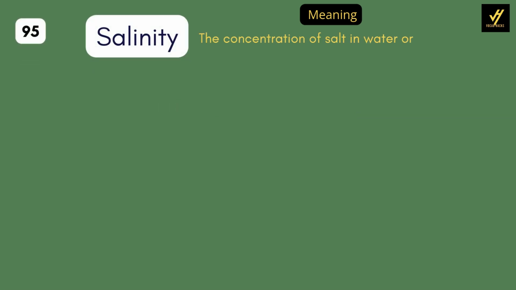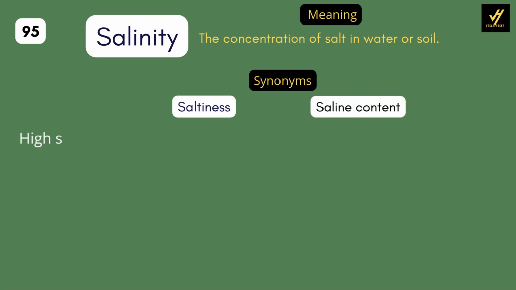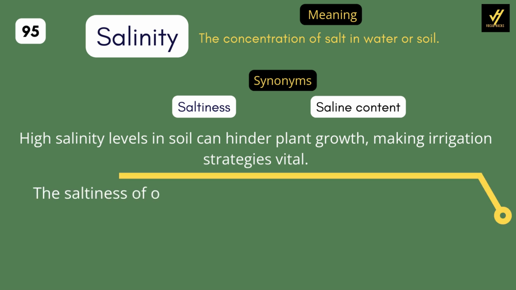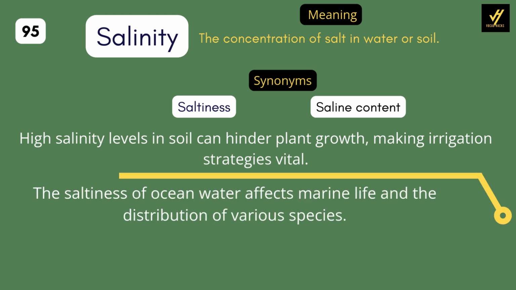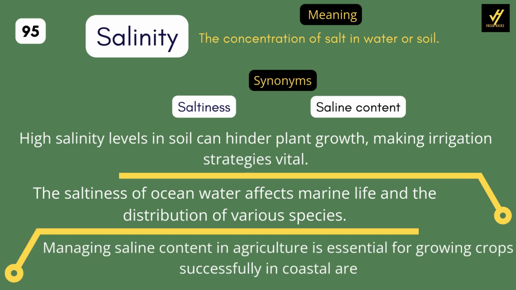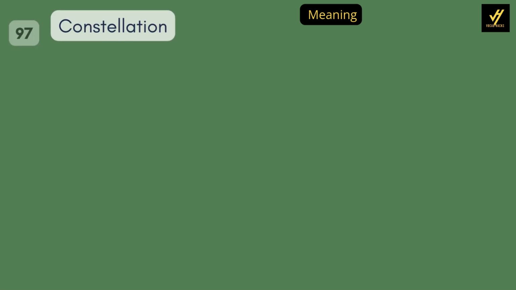Salinity, the concentration of salt in water or soil. Saltiness, saline content. High salinity levels in soil can hinder plant growth, making irrigation strategies vital. The saltiness of ocean water affects marine life and the distribution of various species. Managing saline content in agriculture is essential for growing crops successfully in coastal areas.